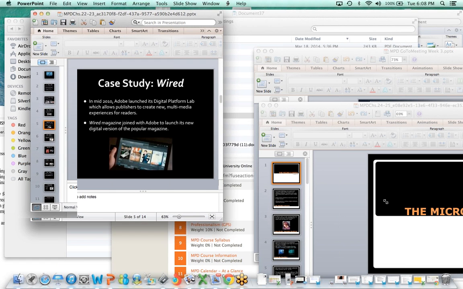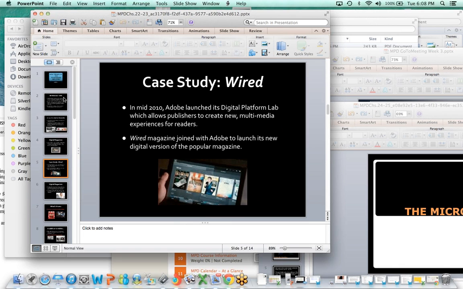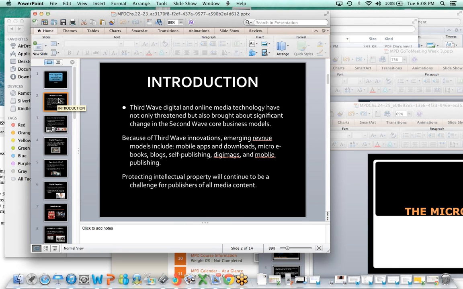Basically, these chapters are about how the third wave is here. In other words, we don't have the first wave or the second wave anymore. We have the third wave, which is this idea of self-publishing, right? You don't have to rely on agents to get your work published anymore. You can actually do it yourself.